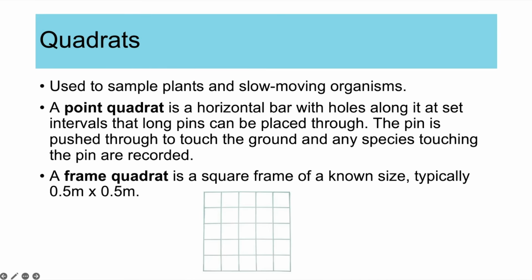Here is now a 2025 spec edit to make sure this is really mark scheme specific. A point quadrat is a horizontal bar with holes along it, but you need to state in the exam that for a frame quadrat, it is a square frame. So you need to state it is a square.